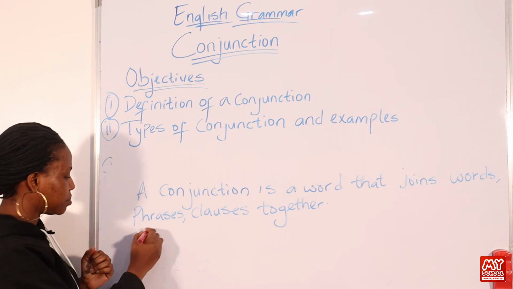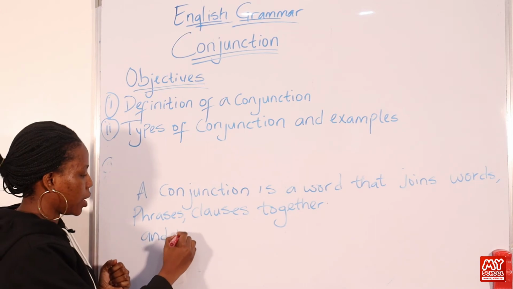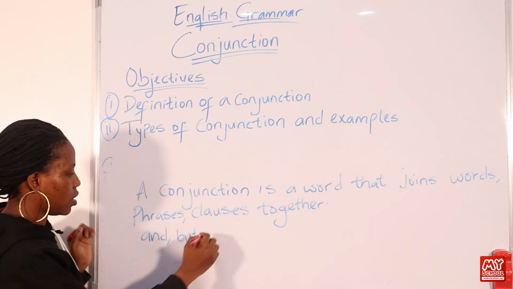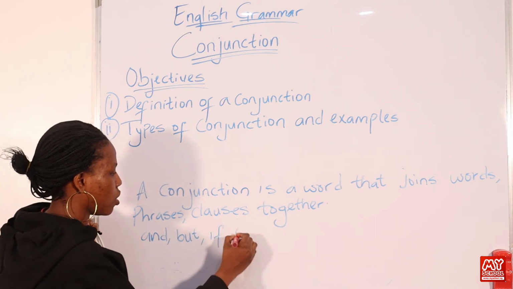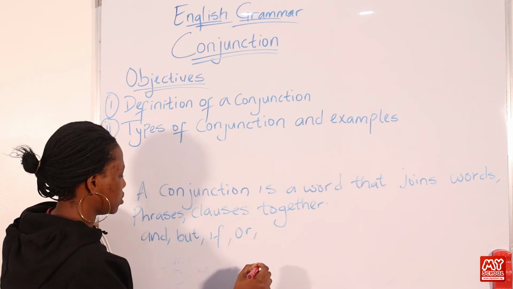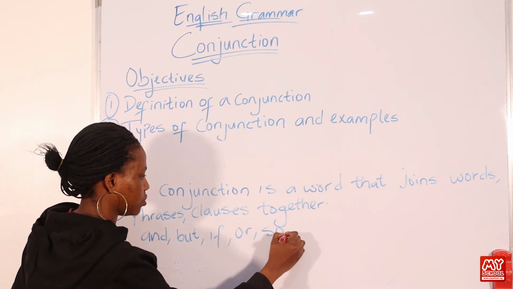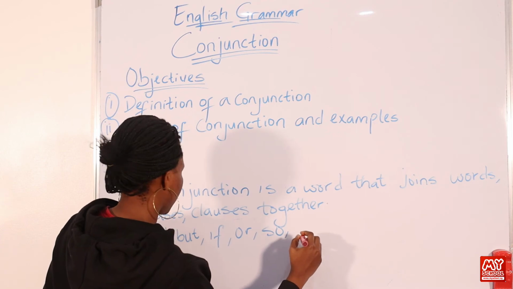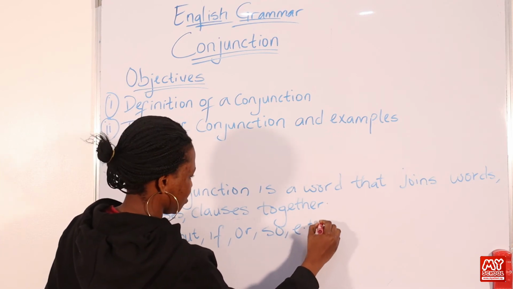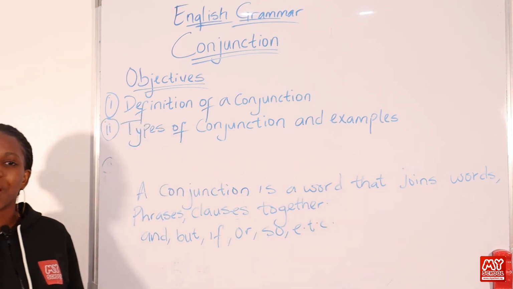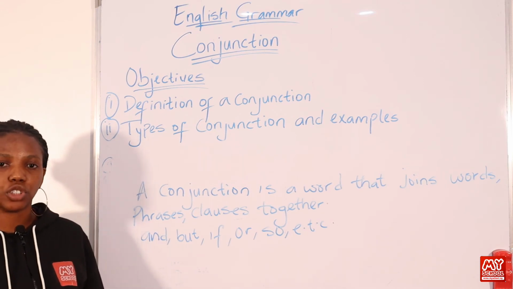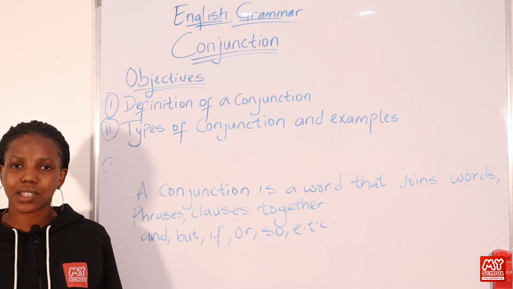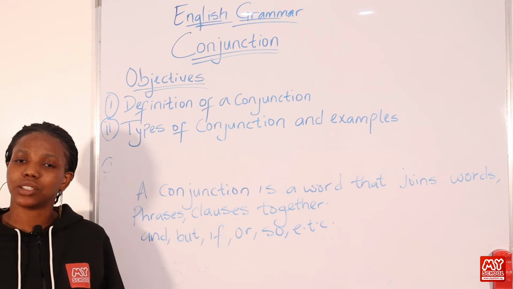Examples: and, but, if, or, so, etc. Okay, so we have several examples of conjunctions: so that, since, unless, because, and so on and so forth.